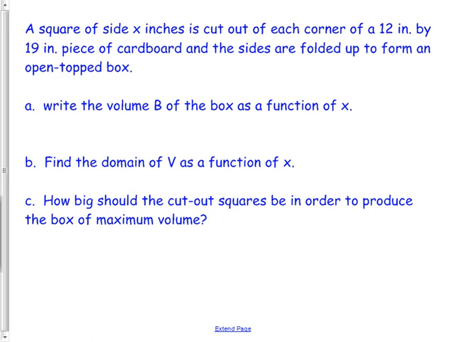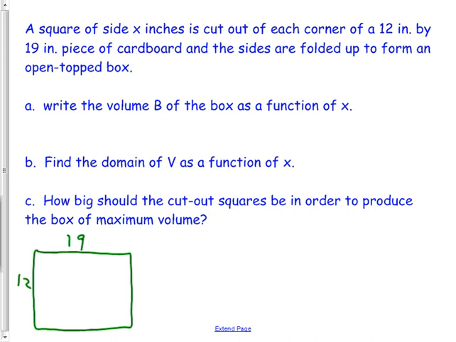What shape is this piece of cardboard? It's not, nope, it's not a square. It's a rectangle. It's a 12 by 19-inch piece of cardboard. And what's the square part? That's the little corners that are getting cut out of it. All right, so now you need to get this picture on the paper. So on your paper right now, would you please draw me a 12 by 19 rectangle? You don't have to measure it or anything. Just say this is 12 and this is 19.